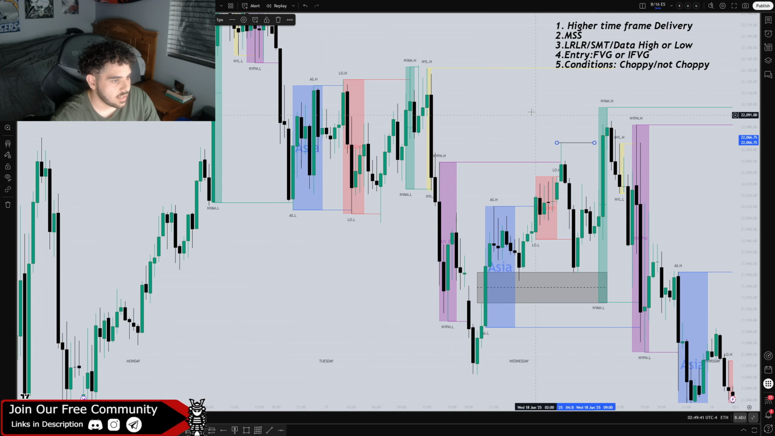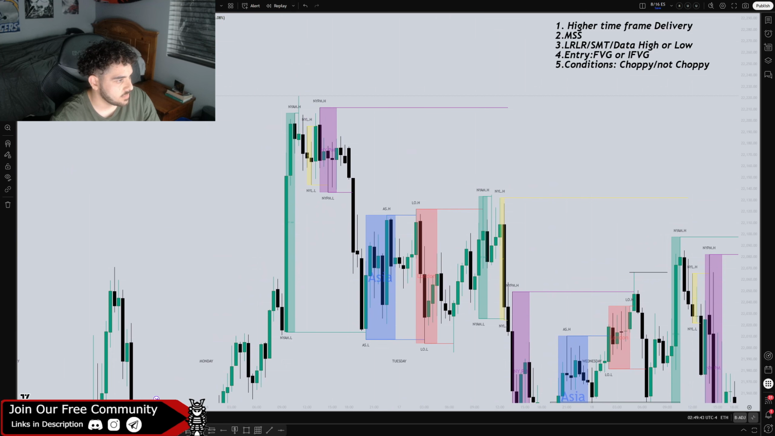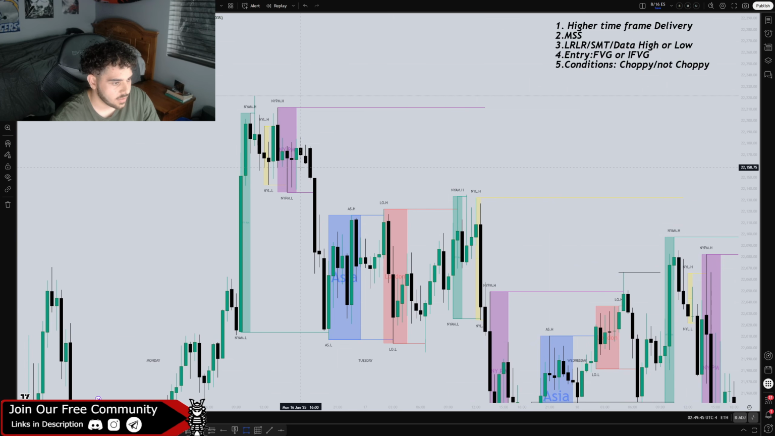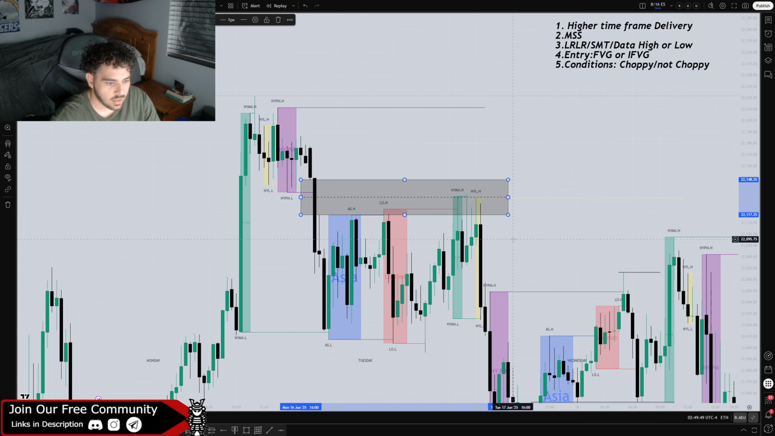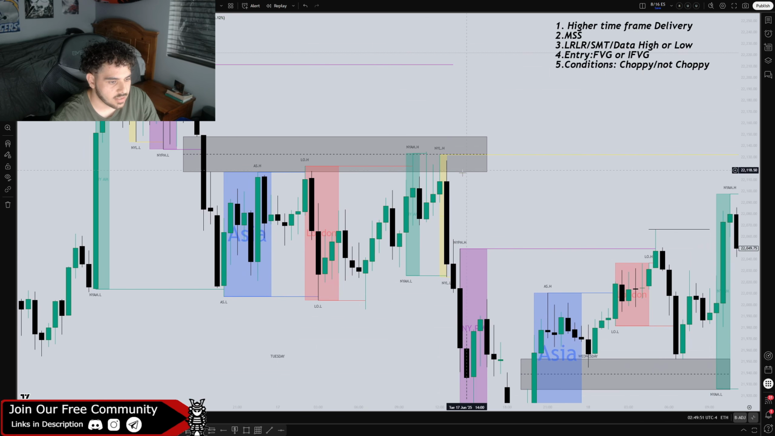Now let's look at another version of this. So let's see the bearish version. So let's just say we're trying to short. The move that we get here is more towards PM session. We have our context. There's no way we're going to be wanting to go long in this scenario because we have this higher time frame delivery.